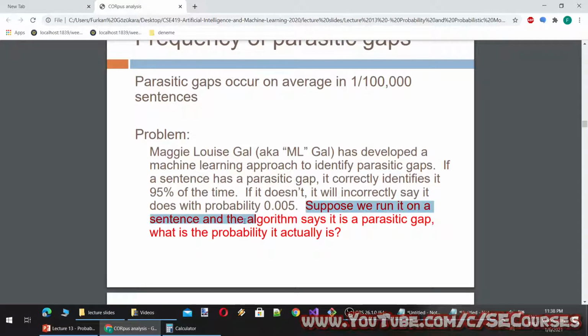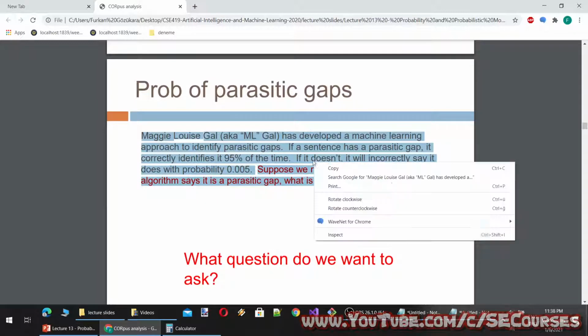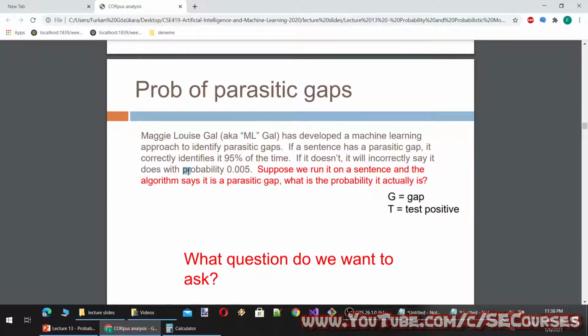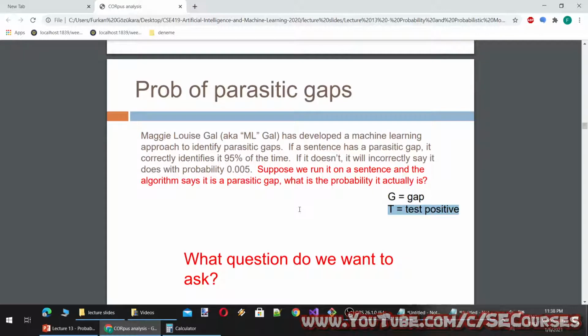Suppose we run it on a sentence and the algorithm says it is a parasitic gap. What is the probability it actually is? Okay, let's read it. G equals gap and T is test positive. What question do we want to ask? I will rethink that.